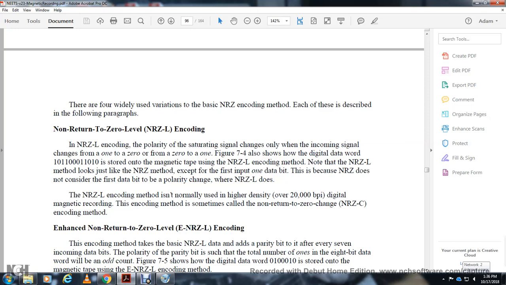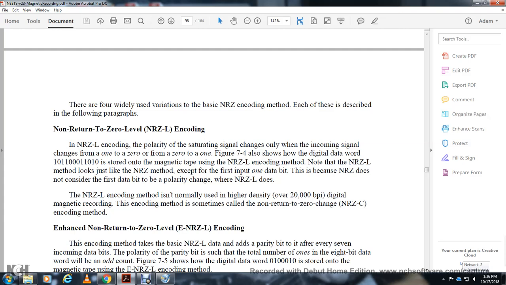Note that the non-return to zero level method looks like the non-return to zero method, except for the first input data bit. The non-return to zero method does not consider the first data bit, but the polarity chain non-return to zero level does. The non-return to zero level encoding method normally gives a higher density of 20,000 bits per inch.